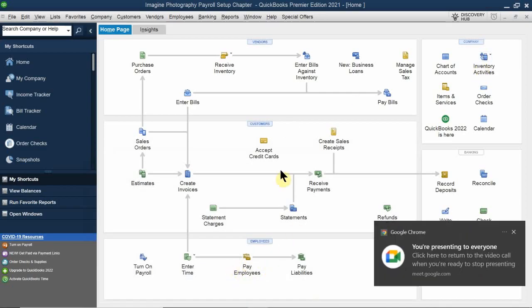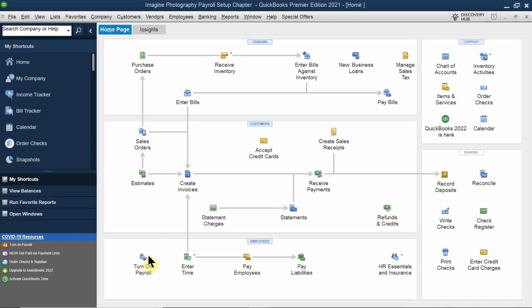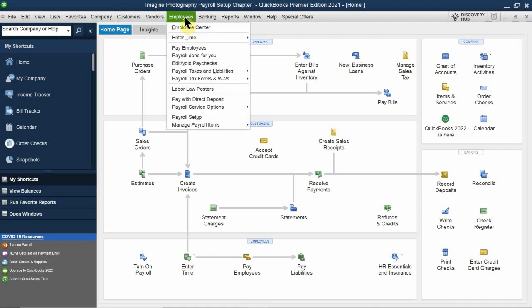All right. So how do I set up my payroll? On your home page, if you click on turn on payroll, that is not setting up your payroll. That is for whether you're doing a manual payroll or choosing a payroll service to calculate and do payroll for you. How do you set it up? You have to go up to the employees menu, and you're going to go through the payroll setup.